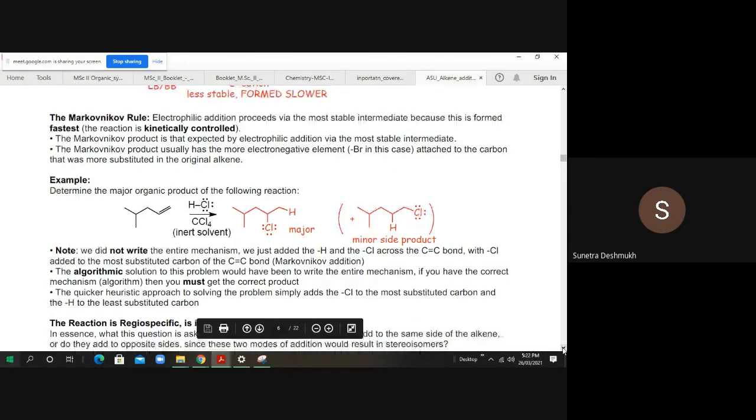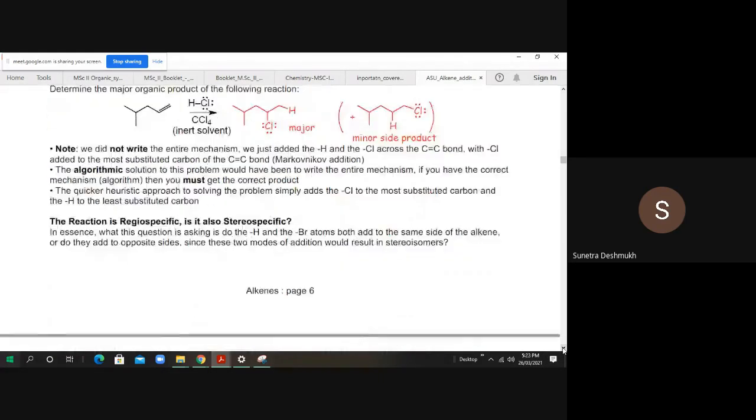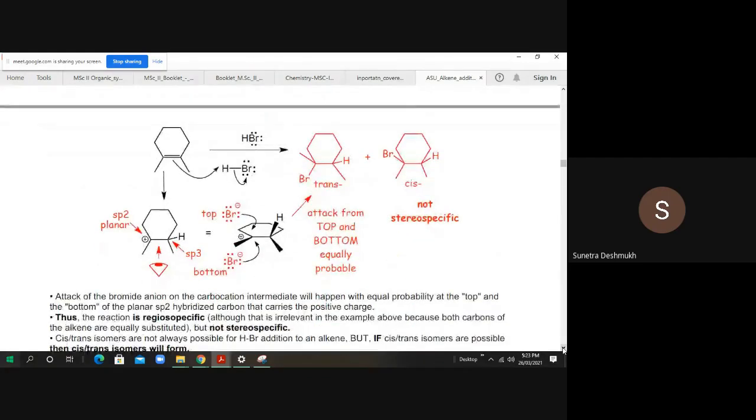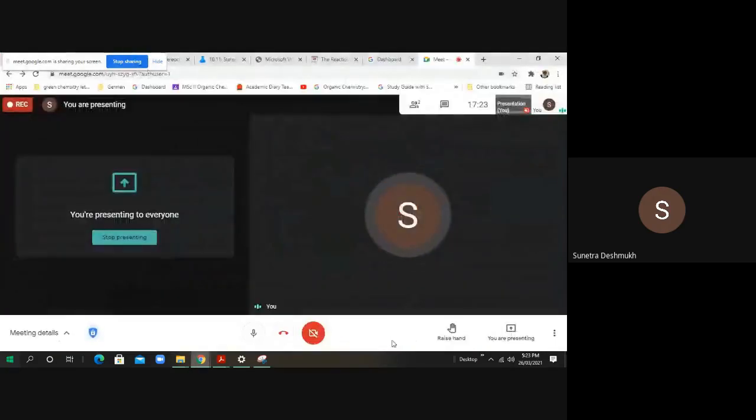Now, regiospecificity and stereospecificity. The reaction is regiospecific; is it also stereospecific? What this question is asking is whether the hydrogen and bromine atoms both add to the same side of the alkene, or do they add to opposite sides? So now we will take an example of a cyclic compound containing a carbon-carbon double bond: 1,2-dimethylcyclohexene. And we will see how the cis and trans products form in the case of 1,2-dimethylcycloalkane.